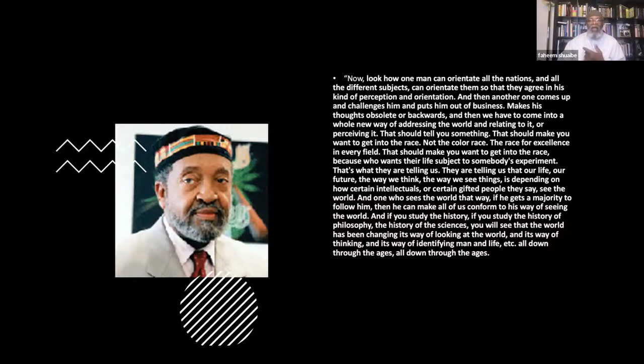They're telling us that our life, our future, and the way we think, the way we see things is depending on how certain intellectuals or certain gifted people, they say, see the world. And one who sees the world that way, if he gets a majority to follow him, then he can make all of us conform to his way of seeing the world. I mean, literally, I think about the Mercator map and the Peters projection map. We've been given a map of the world that is totally incongruent with the reality of the lands that those maps show.